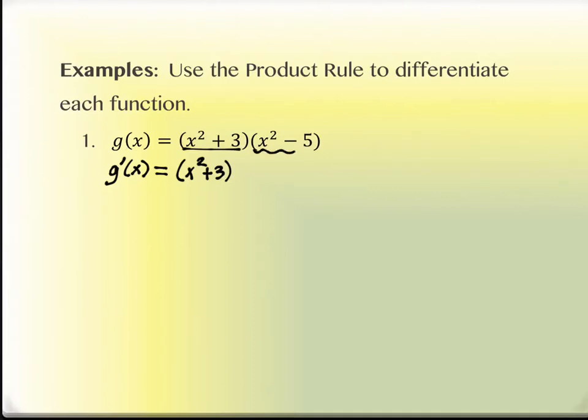And then it says I'm going to take the derivative of the second piece. So what is the derivative of x squared minus 5? 2x. Lovely. There's addition inside of the product rule, so we're going to put a plus next. And now we're going to reverse that process. Now I need the derivative of the first piece. So what's the derivative of x squared plus 3? 2x. And I rewrite the second piece, x squared minus 5.